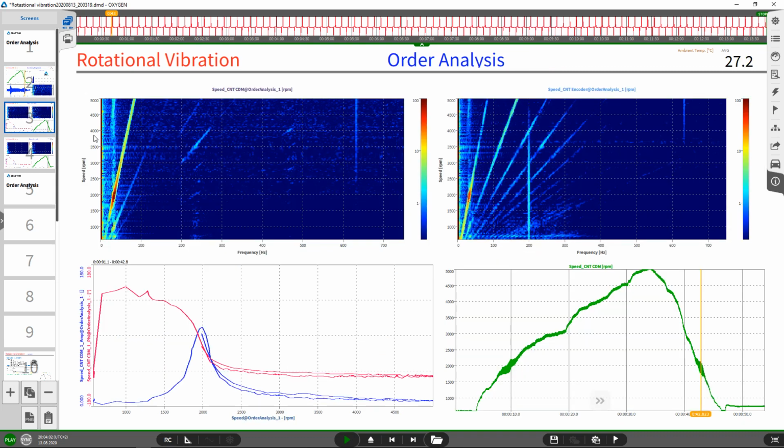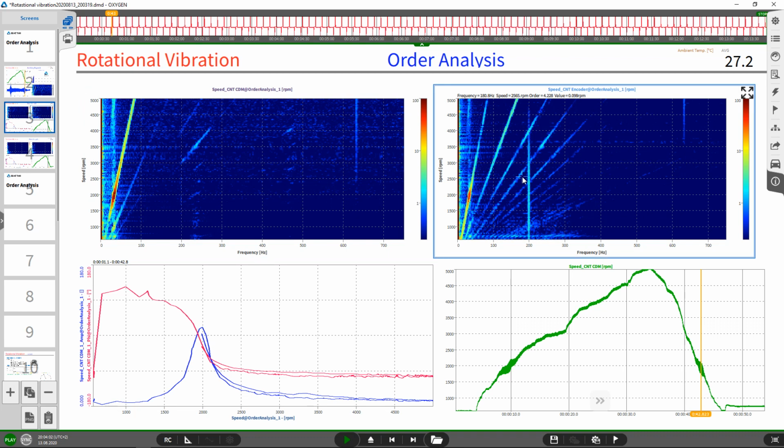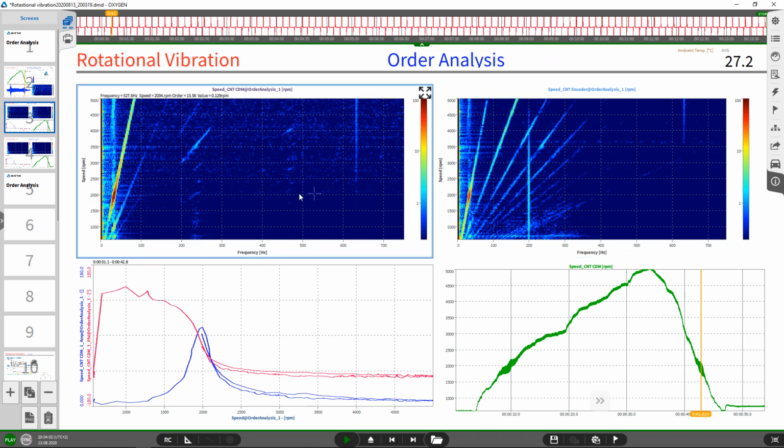In order analysis, we draw the spectra over RPM and not over time, so we can distinguish between frequencies which follow the RPM and frequencies which do not. Those frequencies which follow the RPM are called orders. So we have here two frequency spectra versus RPM, one for the left and one for the right side of the shaft, and we could clearly see here on both sides a hotspot at 2000 rpm.